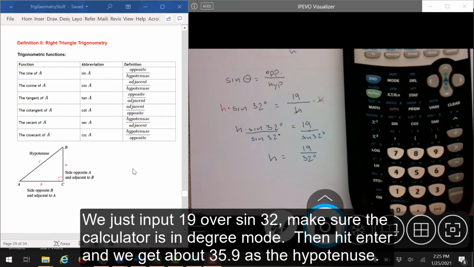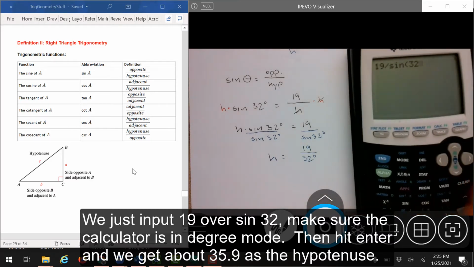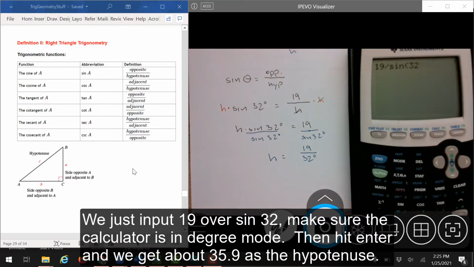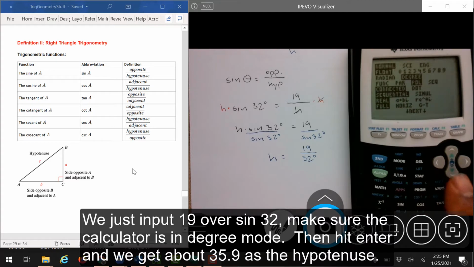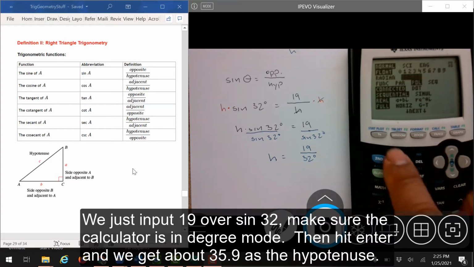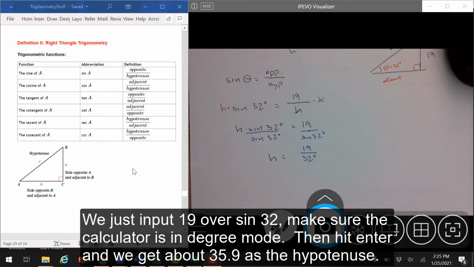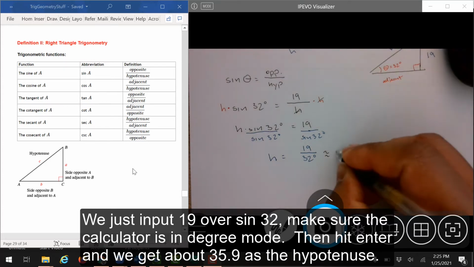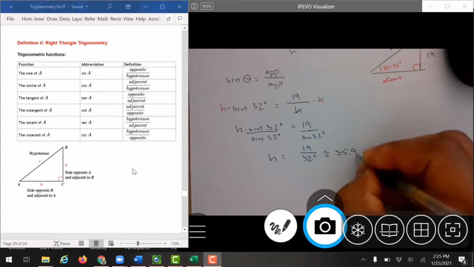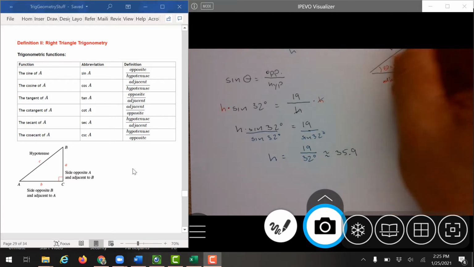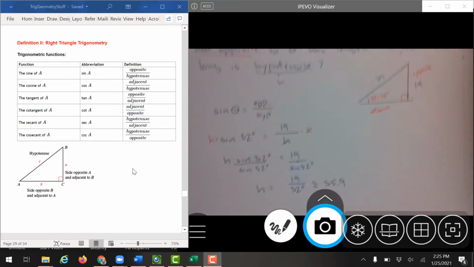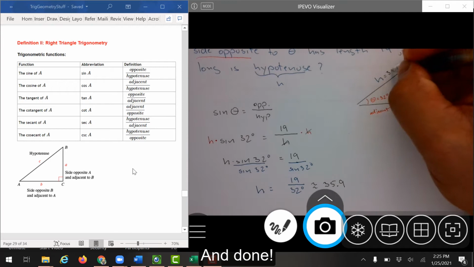We just input 19 over sine 32. Make sure the calculator is in degree mode. Then hit enter, and we get about 35.9 as the hypotenuse. And done.